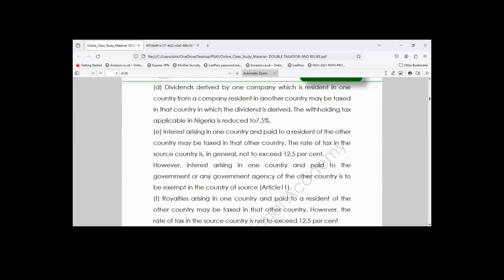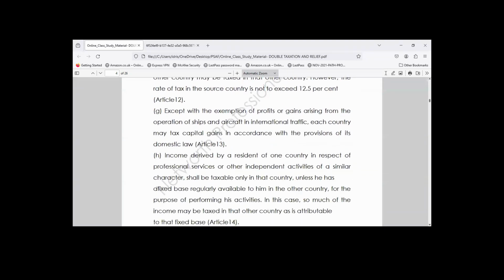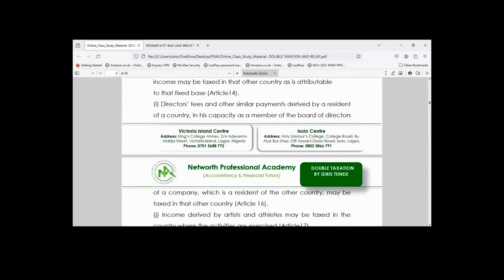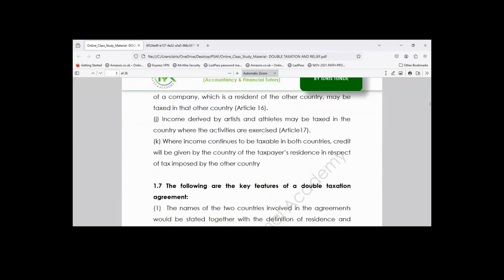Another one, interest too. Under the content of the agreement Nigeria signed with the UK, they mention interest. Interest arising from one country paid to a resident of another country may be taxed in that other country at the rate of what? Not exceeding 12.5%. So, all these are the content of the agreement Nigeria signed with the UK.